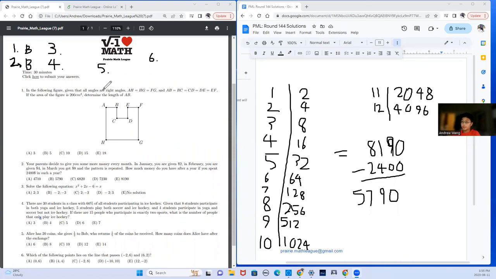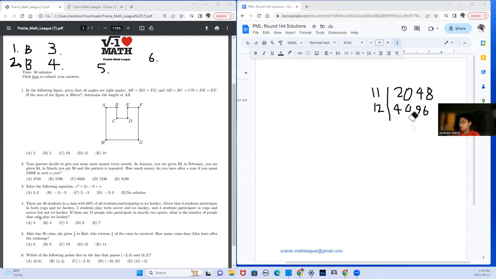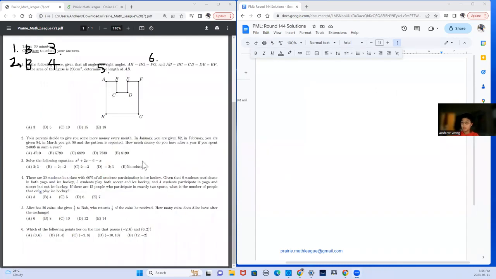So we found the answer for B. Now let's move on to C, and let's quickly erase all of these. All right. Now move on to question 3.